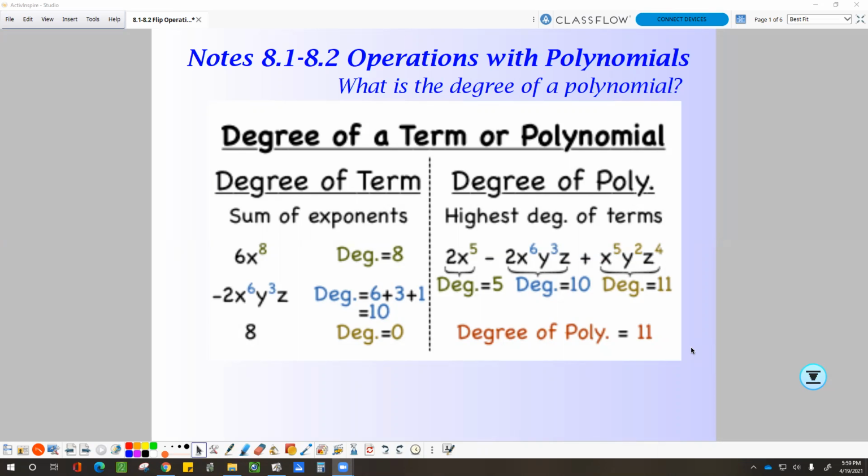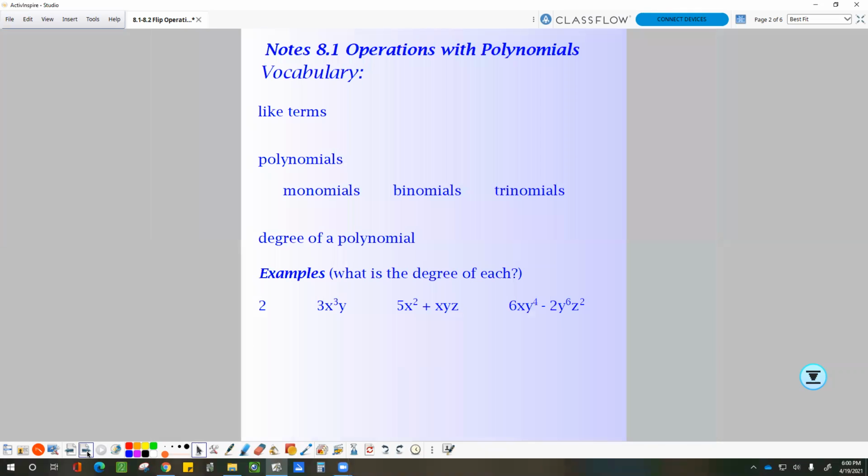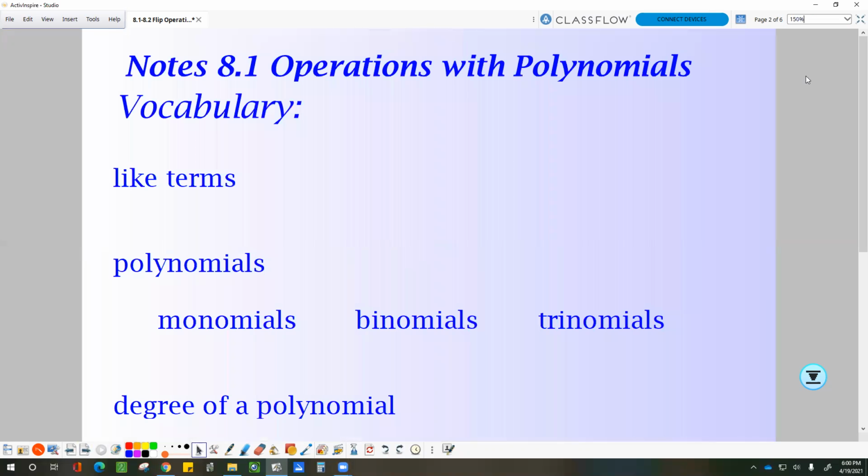So I'll do some examples here. This is all answered. If you want to pause and look this over for just a moment, I'll talk you through some examples on the next screen. This is all vocabulary that you need to be familiar with. They shouldn't be new, at least not today, because I asked you to look over them last class when you were doing lesson 8.1.